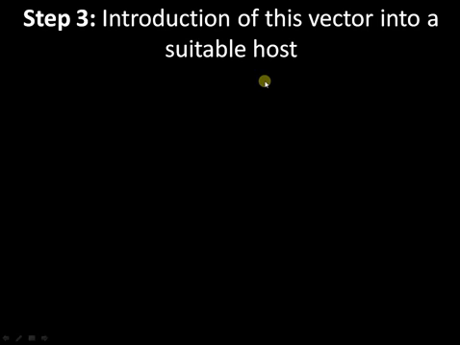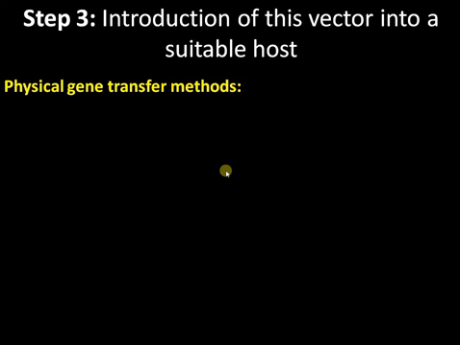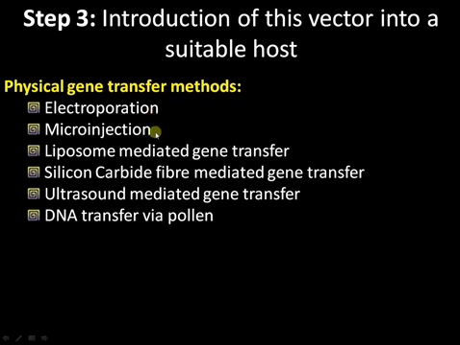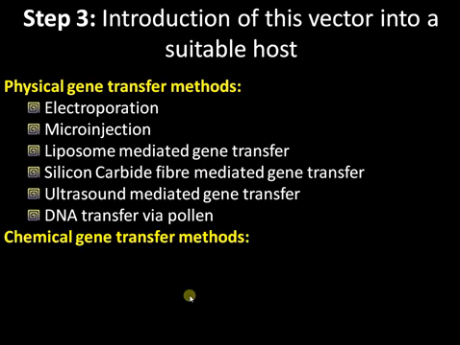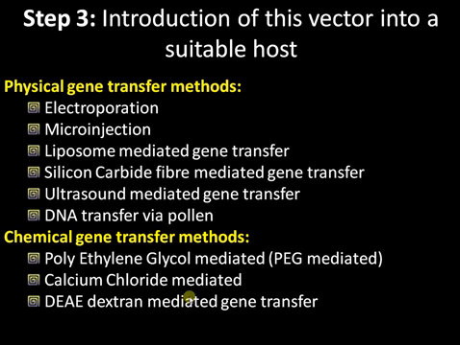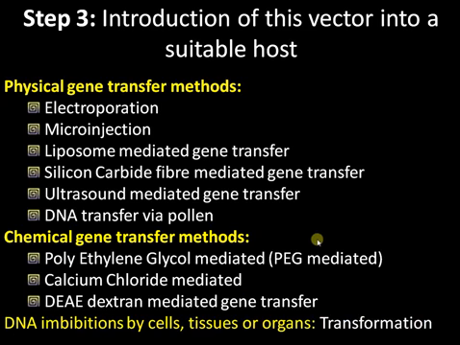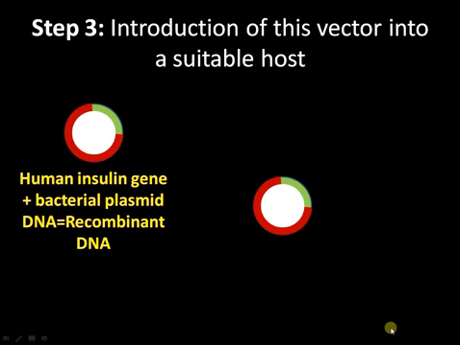Now the third step, introduction of this vector into a suitable host. There are different gene transfer methods by which we can introduce our vector into a host. These are some of the methods: electroporation, microinjection, liposome-mediated gene transfer, silicon carbide fiber method, etc. And hopefully we will be discussing all these later. And chemical gene transfer methods are there: PEG-mediated gene transfer, calcium chloride-mediated gene transfer, dextran-mediated gene transfer. Or certain cells like bacteria are capable of taking up genes from the surroundings. The process is called transformation.